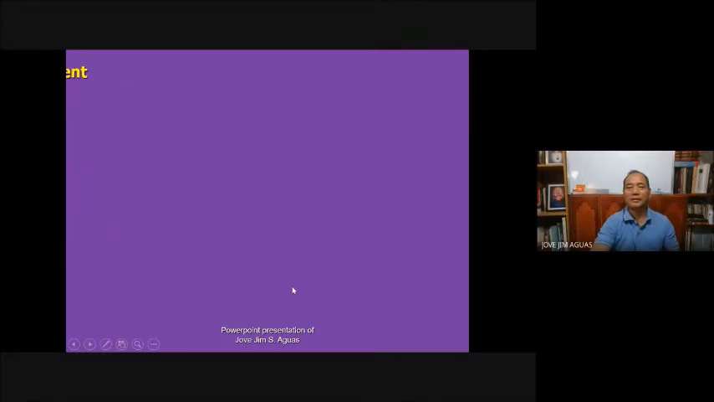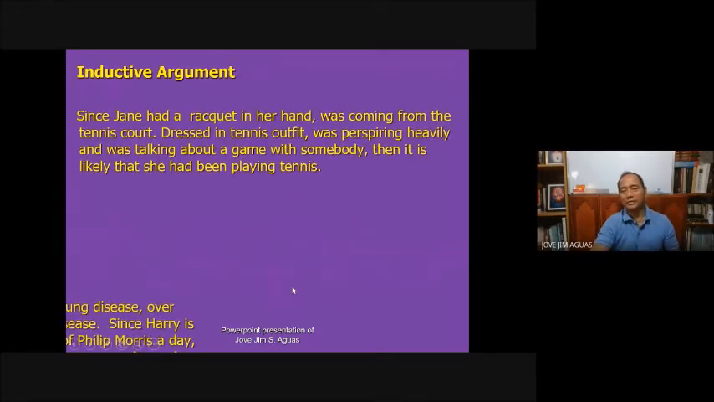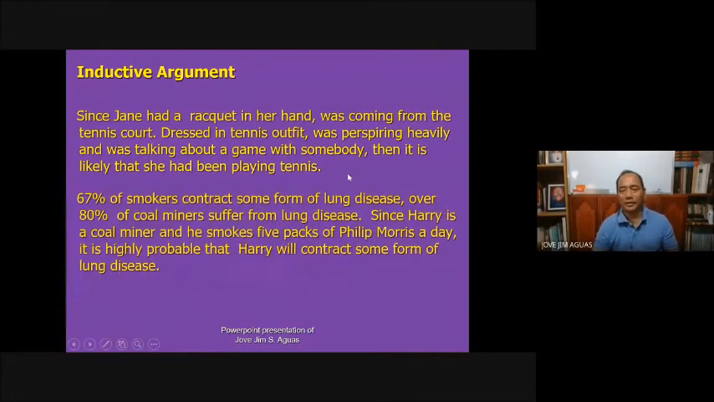Okay, here are some other examples of inductive arguments. These are the examples that we used last time in discussing the inductive argument. So take note, especially in the second example, 67%, 87%. We're talking now of figures, specific figures. We're not just saying all or some or few. We're talking of very specific figures. Okay, so that's the nature of the inductive argument.